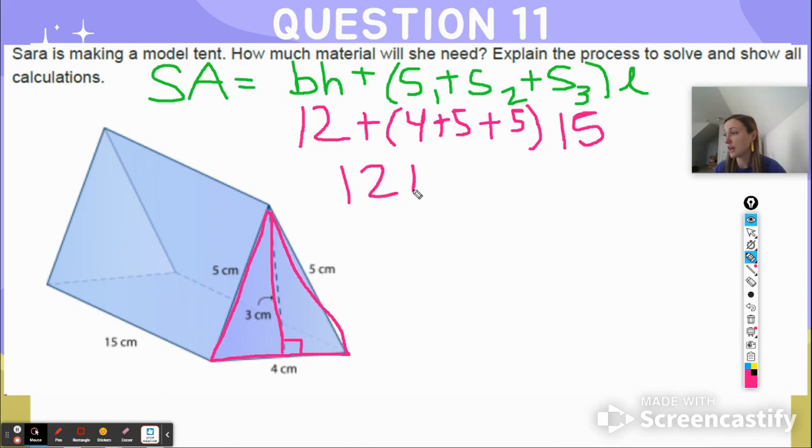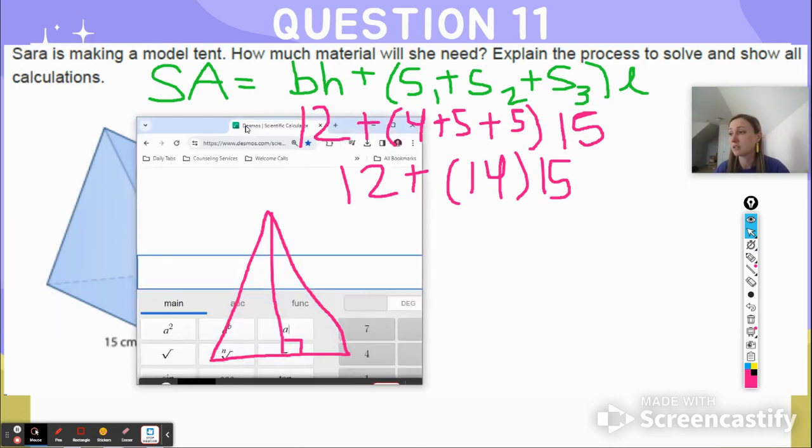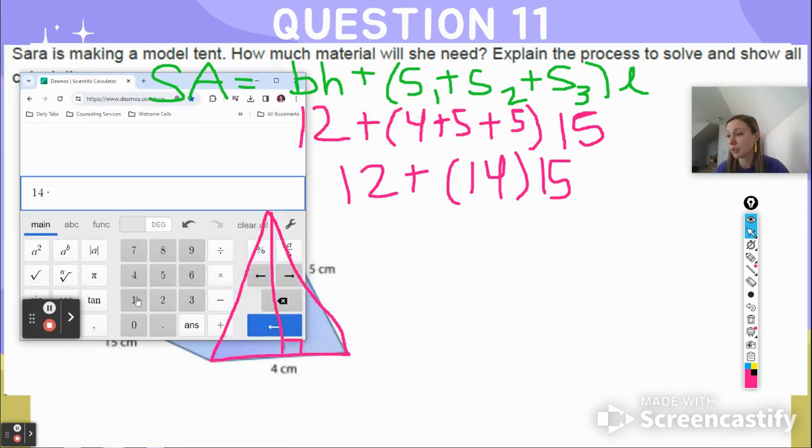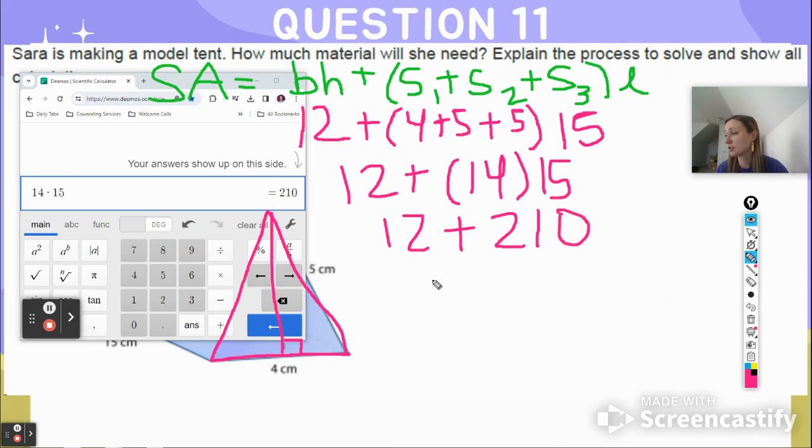So then I can add 4 plus 5, that's 9, plus another 5 is 14. And then I will multiply 14 times 15 before I add back in that 12. So I would do 14 times 15, and I will get 210. And so the last thing I would do is 12 plus 210, which is 222 centimeters squared.